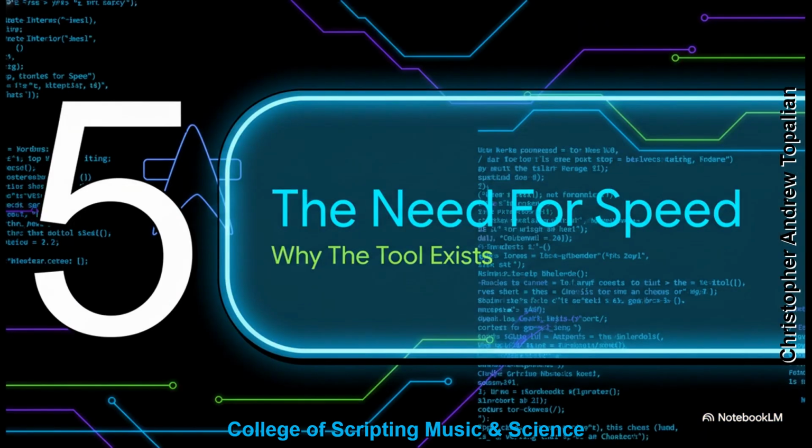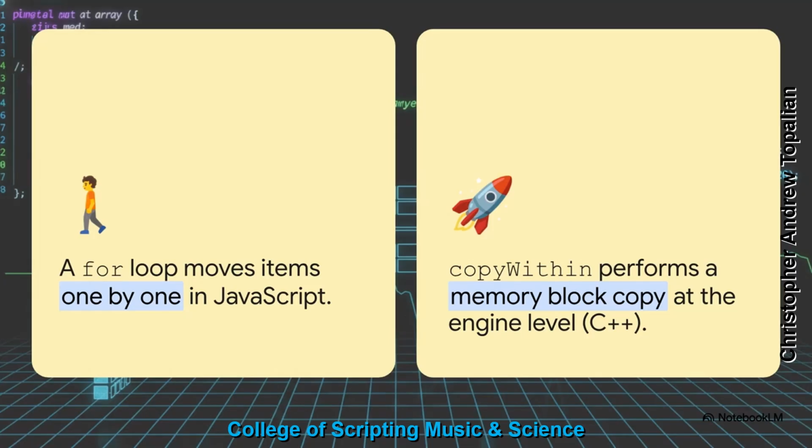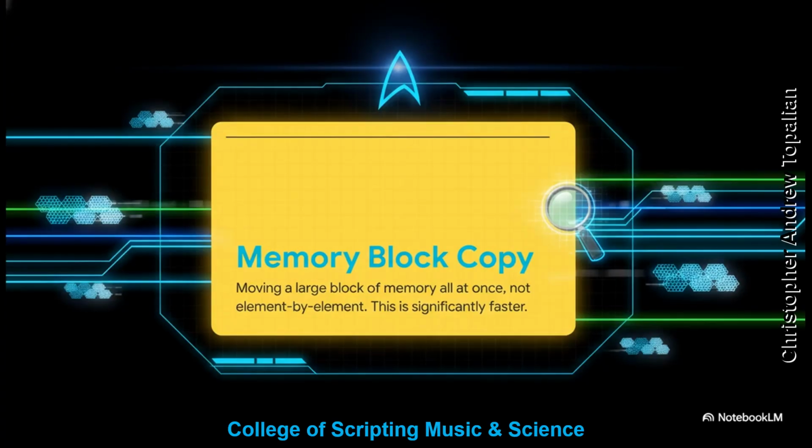So you're probably thinking, if this thing is so dangerous, why is it even part of our standard toolkit? Why not just use a safer method? Well, the answer, in one word, is performance. See, unlike a standard for loop, which would have to painstakingly move items one by one in your code, copyWithin operates at a much, much deeper level. It's a command that talks directly to the JavaScript engine, which is often implemented in a super fast, low-level language like C++. It performs what's known as a memory block copy. So instead of picking up each little piece of data individually, it just grabs the entire section in one go and moves it. When you're dealing with huge data sets, this operation is orders of magnitude faster.